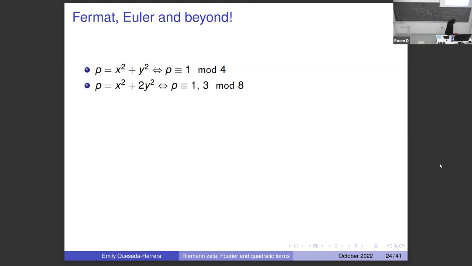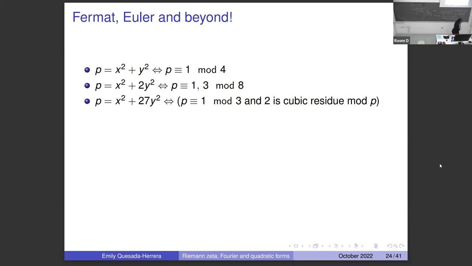But there are other examples that are more subtle. For example, historically, this was one of the first ones. If a prime has the form x squared plus 27y squared, then the characterization is that the prime must be congruent to 1 mod 3, and 2 must be a cubic residue. So now this is more interesting, and this cannot be written in the previous ways. This was actually a conjecture of Euler, and it was later proved by Gauss with the theory of cubic reciprocity.